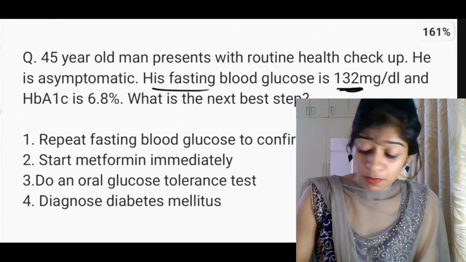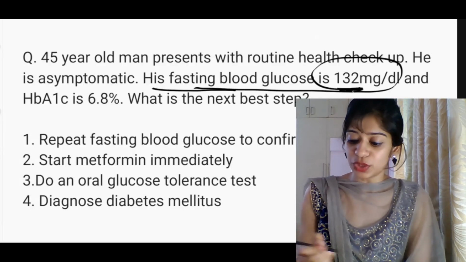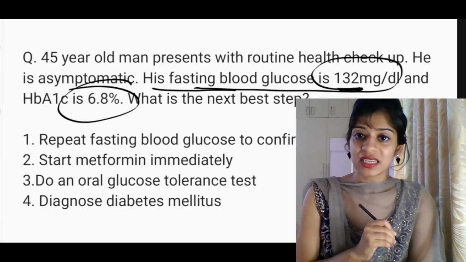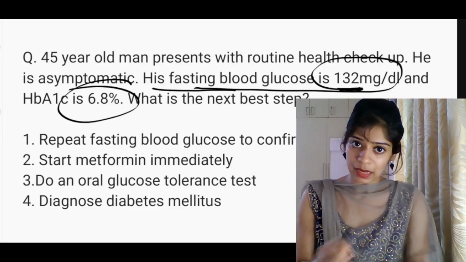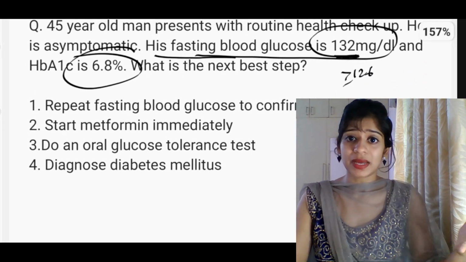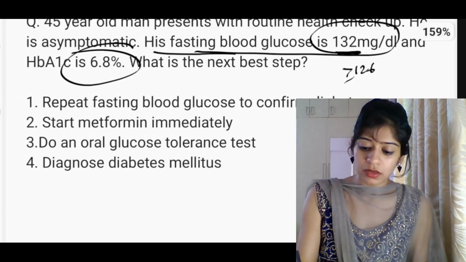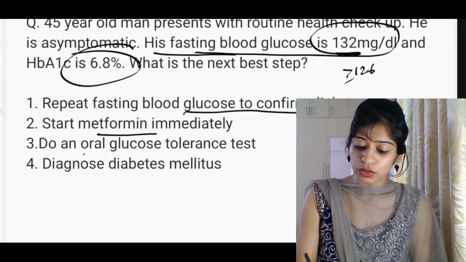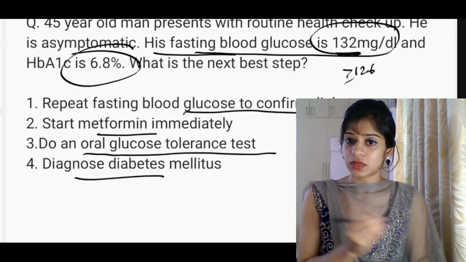His fasting blood glucose level is 132 mg per dl and HbA1c is 6.8%. Again, it is a clear indication that he is diabetic. The question is, what is the next best step? Repeat fasting blood glucose to confirm the diabetes, start metformin, do an oral glucose tolerance test, or diagnose diabetes mellitus.